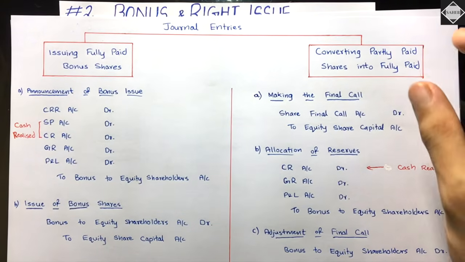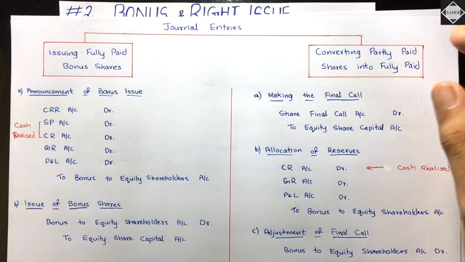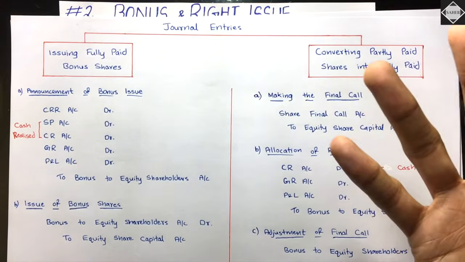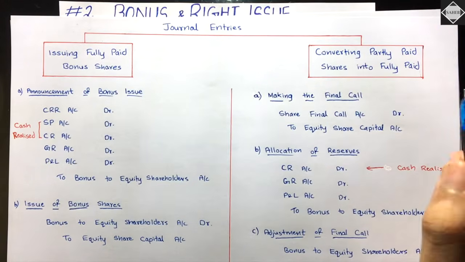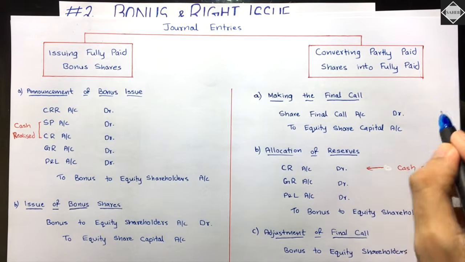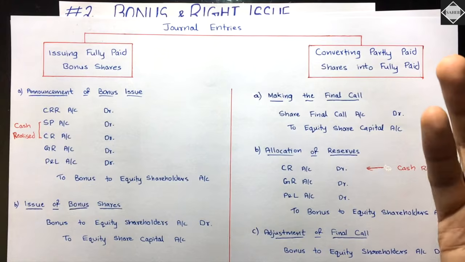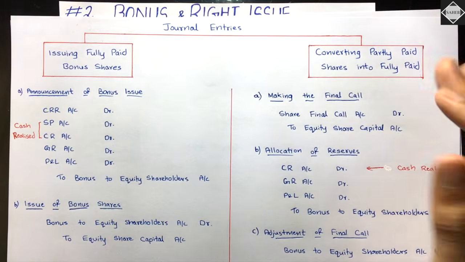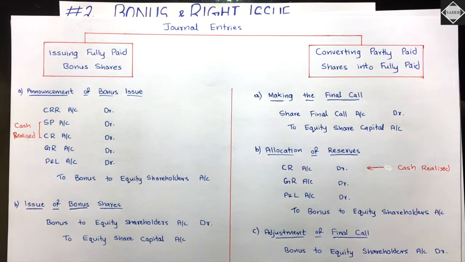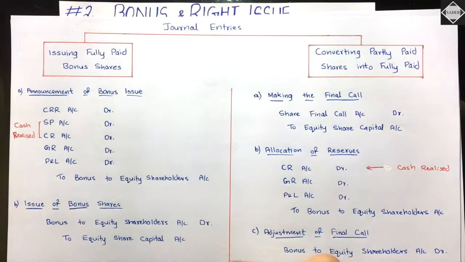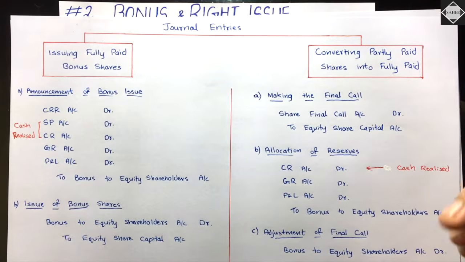And then you have converting partly paid up shares into fully paid up, the bonus call. Here you have three journal entries. First, you will make the final call: share final call account debit to equity share capital. Capital has increased. Now how that capital has increased, you have to show that. It's really simple. It has increased because of the reserves. That's what happens in the bonus: reserves get decreased and capital gets increased, right?